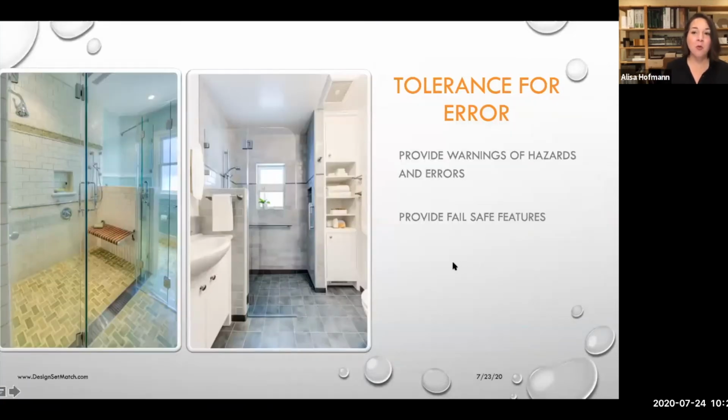We want to provide warnings of hazards and errors and provide fail-safe features. In the bathroom on the left, we have a roll-in shower. So it's a curbless shower. These are very popular with people because nobody likes stepping over, nobody likes stubbing their toes. And in this case, our client really needed some very clear visual feedback that this existed, because even though he's not stepping over and he was going in with his wheelchair, he would be going into a wet area.